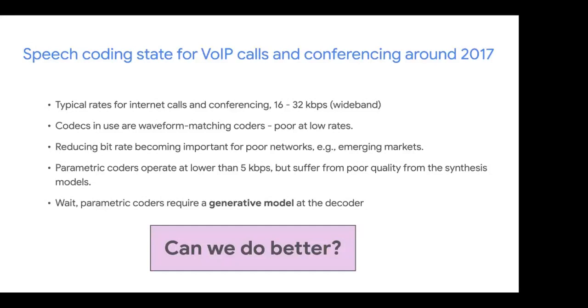But at lower than 5, that is like a round number, the only things available that sound okay are parametric coders, but they sound really bad. They sound better than waveform coders, but it's still pretty bad. So what can we do now, knowing what we can't know? Then people realized, wait a minute, the parametric coders, what are they? They have a speech synthesizer at the decoder, driven by parameters. So you just need a generative model. Are there better generative models today than 20 years ago? Yeah, that's what I think we have.